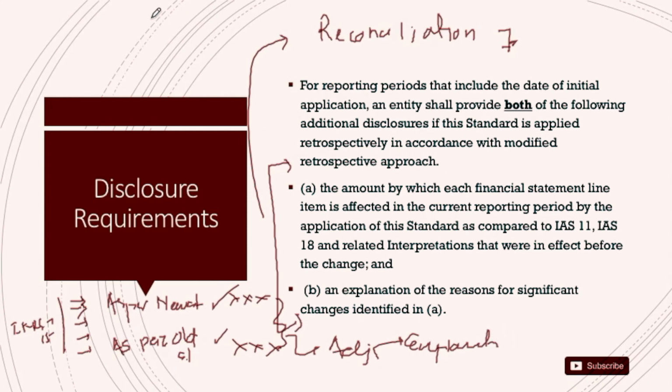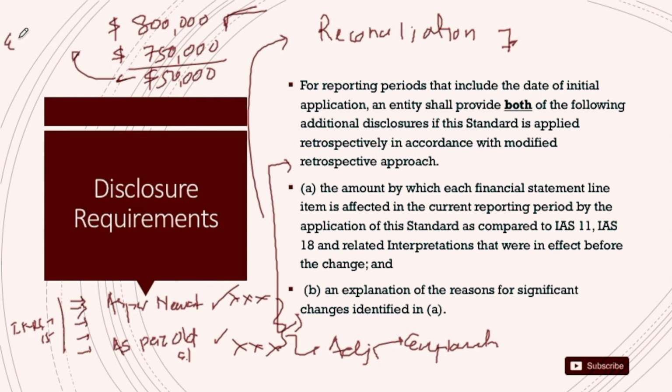Suppose the balance as per the new standard is 800,000, and the balance as per the old standard could have been 750,000. So there is a difference of 50,000. This is the reconciliation variance, and you need to provide an explanation why we are arriving at a difference of 50,000 between the two standards' application.